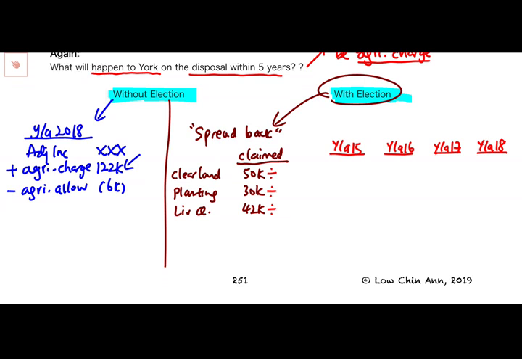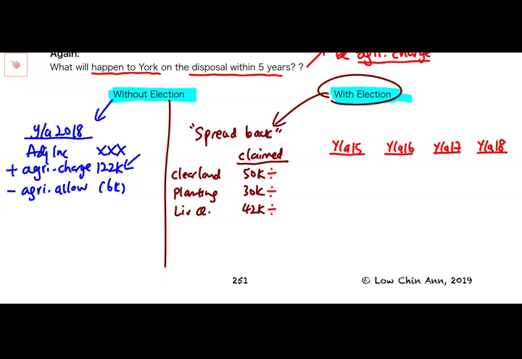Now, how do you do that? Okay, can we look at the first one? Can I know how many years that you've claimed the clearing of land? 2 years, right? So you divide by 2. When you divide by 2, which 2 years do you give back the charge? 15 and 16, because that's where the claims were made. Then planting, what do you do? You divide by 2, then 15, 16, correct or not?